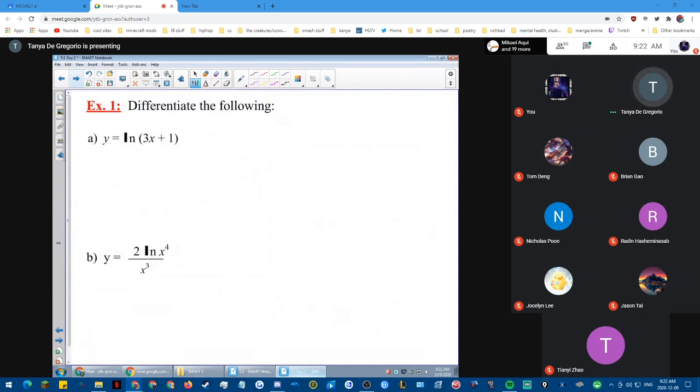So, example 1. y equals ln of 3x plus 1. Okay, so we just saw that the derivative of ln x is 1 over x. So now, the derivative of ln of 3x plus 1 is going to be 1 over 3x plus 1. If you had to guess, what do you think the next step is? You're going to multiply by the derivative of your argument.